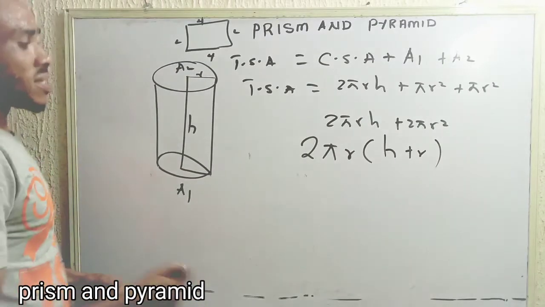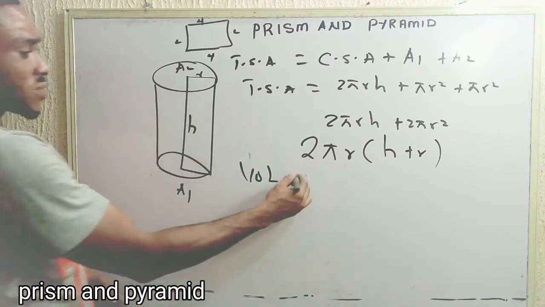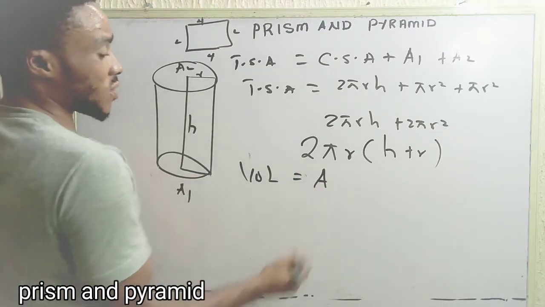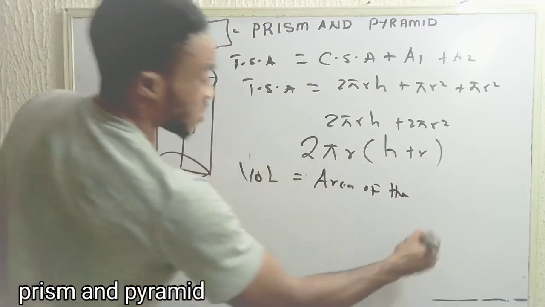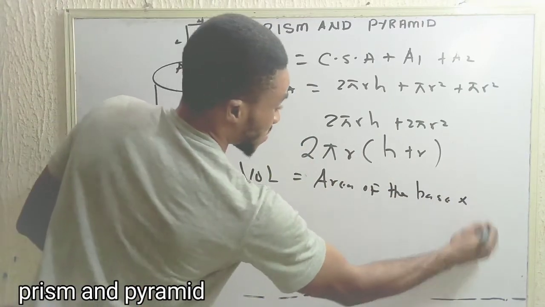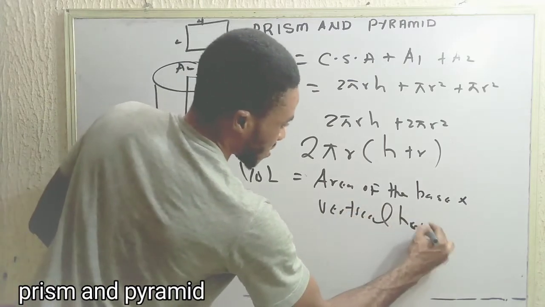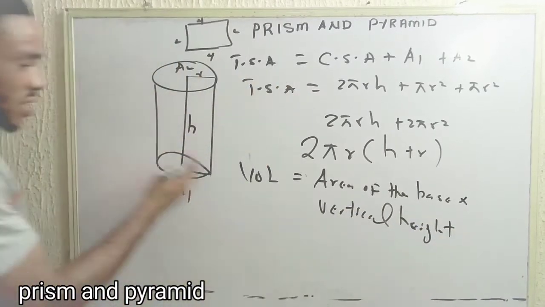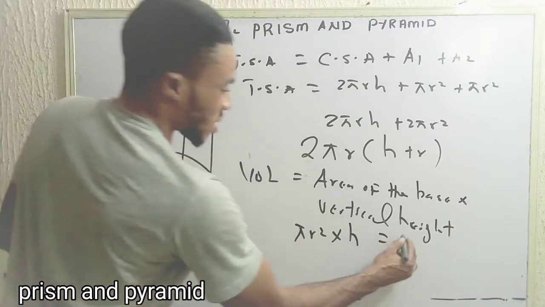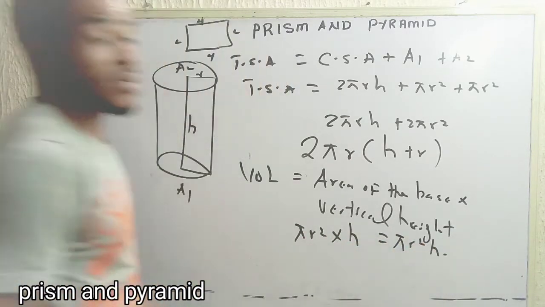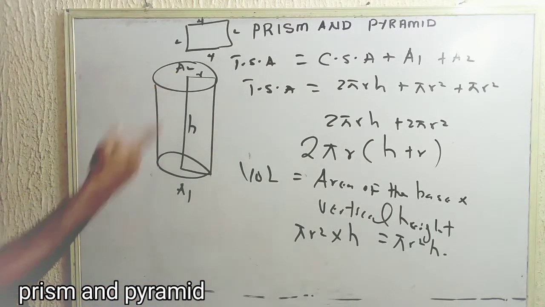All prisms. Now, for the volume of every prism, it's normally given as the area of the base, or the top as well, times the vertical height. So if that is true, the area of the base is what? Pi r squared times the height. So I'm going to have pi r squared h.